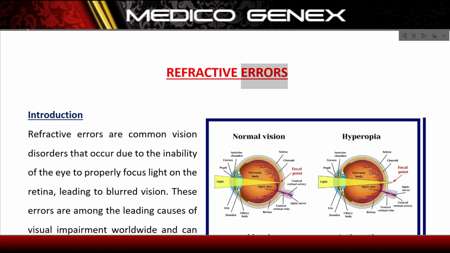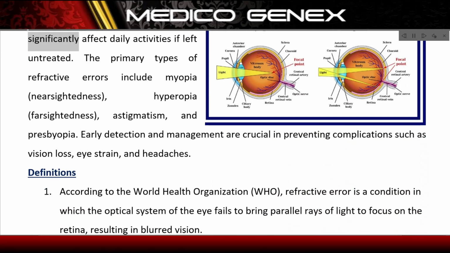Refractive errors. Introduction. Refractive errors are common vision disorders that occur due to the inability of the eye to properly focus light on the retina, leading to blurred vision. These errors are among the leading causes of visual impairment worldwide and can significantly affect daily activities if left untreated. The primary types of refractive errors include myopia (nearsightedness), hyperopia (farsightedness), astigmatism, and presbyopia. Early detection and management are crucial in preventing complications such as vision loss, eye strain, and headaches.